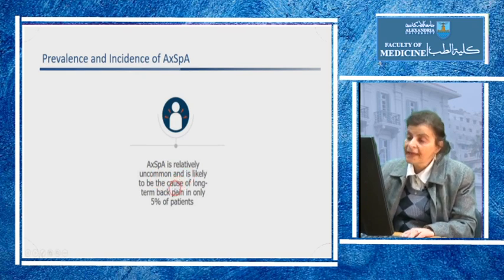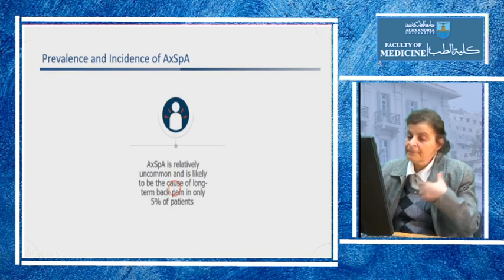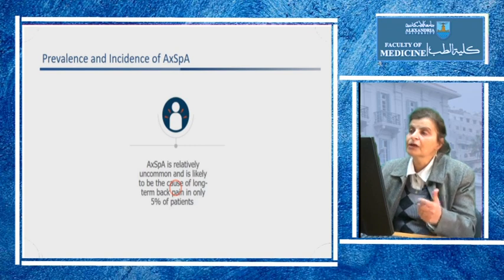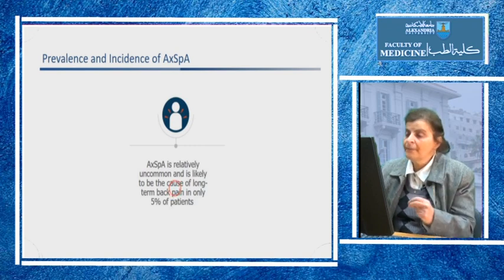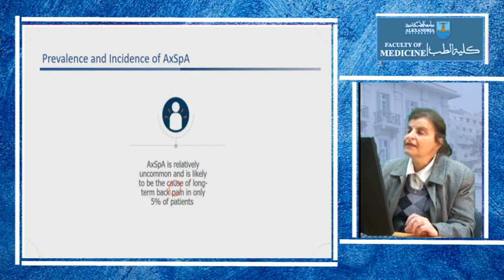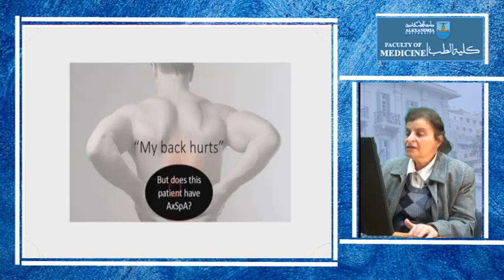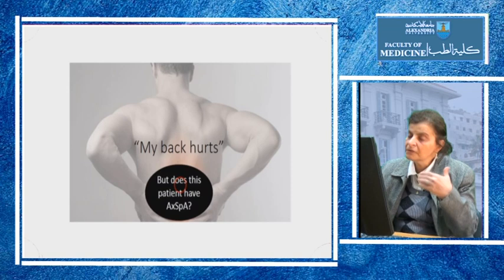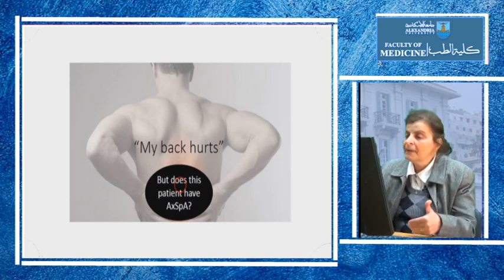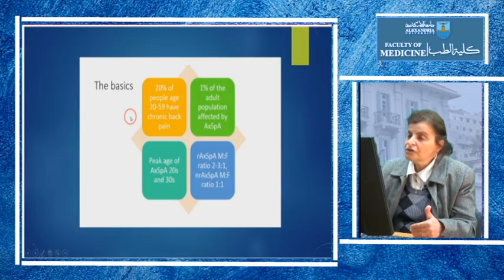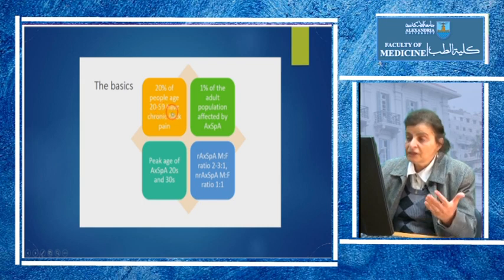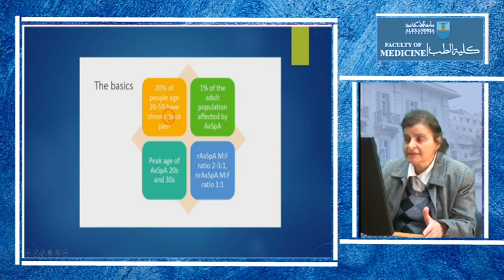Is it common? Well, axial SpA, as I said, is relatively uncommon and is likely to be the cause of long-term pain in only a very small percentage of patients. We know that many patients around the world can get chronic low back pain, but chronic low back pain as a cause of axial SpA is relatively uncommon. So how will the patient present to you? He will come to the clinic saying, "My back hurts." That's the commonest presentation. So we should know that 20% of people aged between 20 to 59 do get chronic back pain. Not all chronic back pain is due to spondyloarthritis.